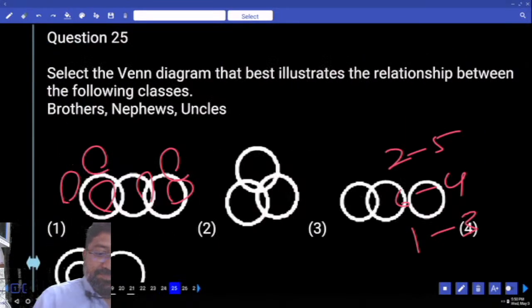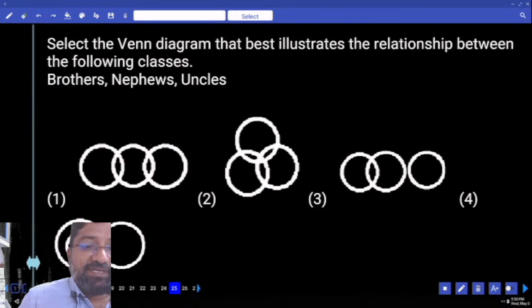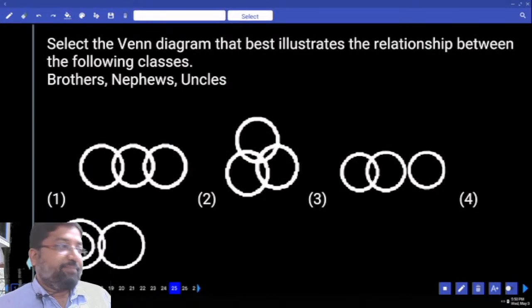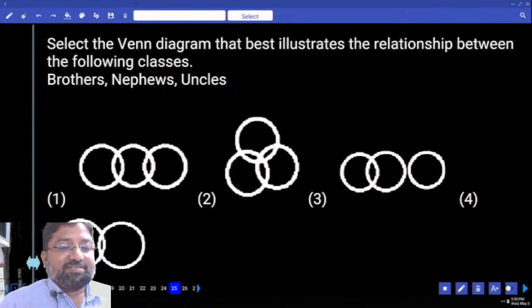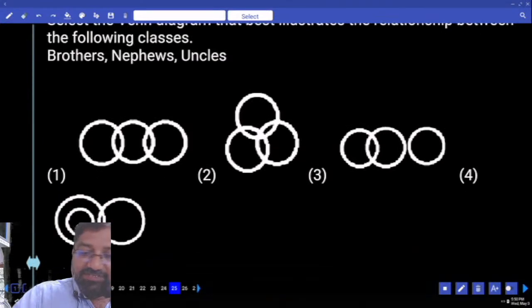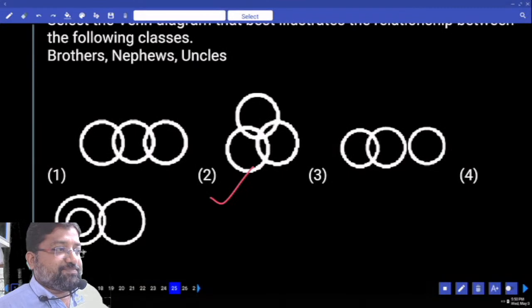Done. Last question of the day: brothers, nephews and uncles, all the 3 are males. There can be some brothers who are also nephews and some nephews who are also uncles. Some brothers are nephews as well as uncles. Which option is my answer? Second option. Any doubts? Thank you.